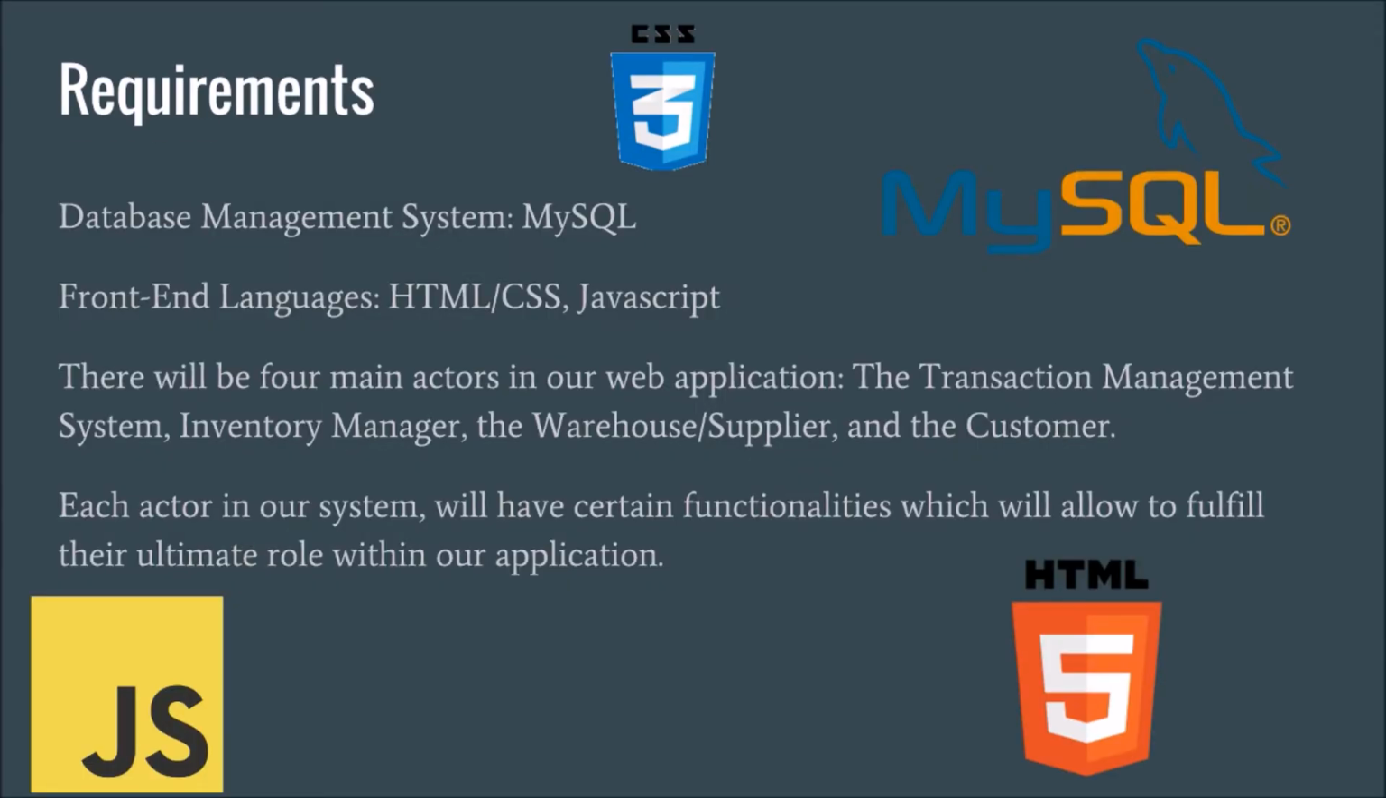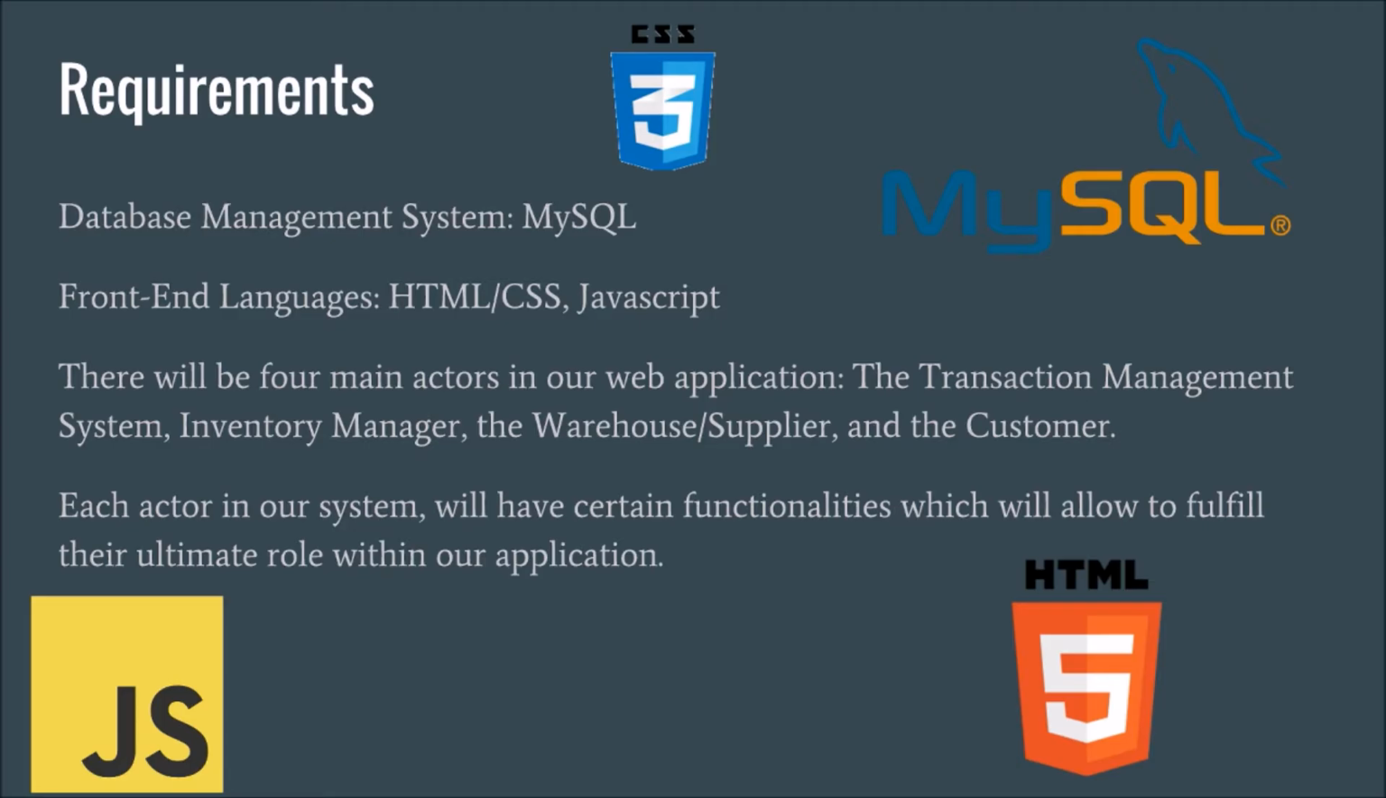As stated previously, we will be using MySQL for our database management system, and HTML, CSS, and JavaScript for the front-end functionalities. In our system, there will be three main actors: the transaction processing system, which will process orders and keep track of the transaction ID and the list of items bought in the transaction, as well as sending that information to the database. There's also the customer, which will be able to add products to the cart, manage and edit their cart, check out their purchase, and if needed, refund a previous purchase.